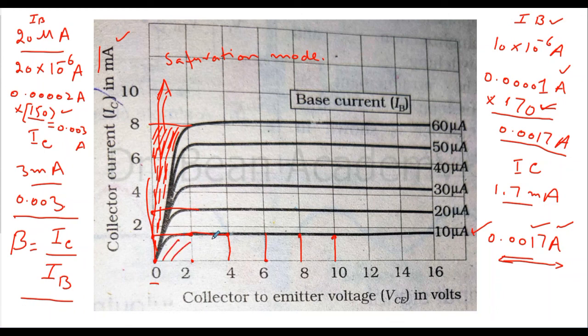Similarly, this region is the cutoff region. This is the region when both the junctions of the transistor are in reverse bias mode. So no matter what the voltage across VCE, collector and emitter, or whatever voltage you apply across base and emitter, you will not see any current and it will be around zero. So this region is the cutoff region when both junctions are in reverse bias mode.